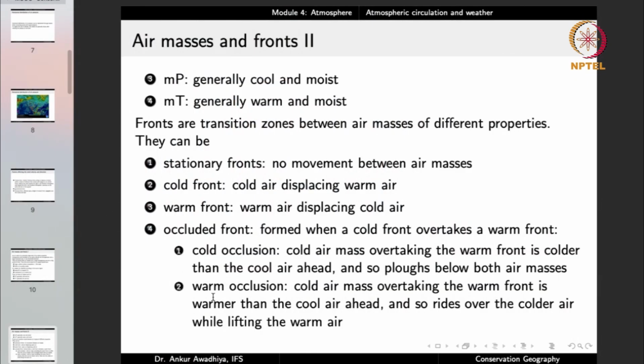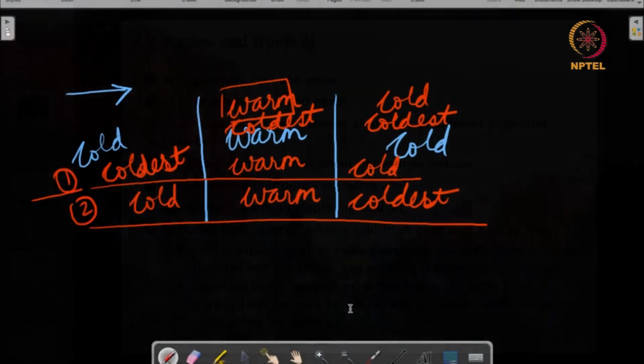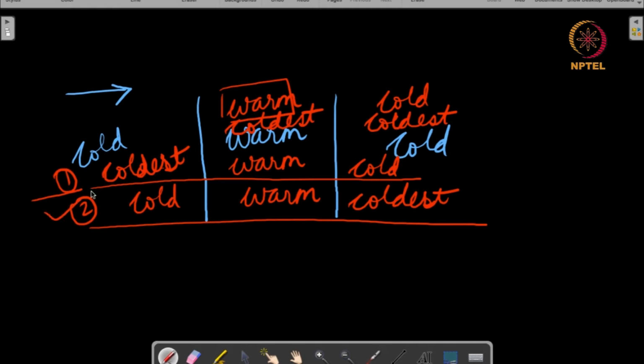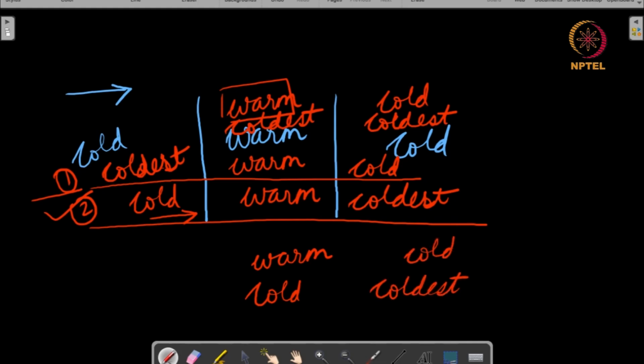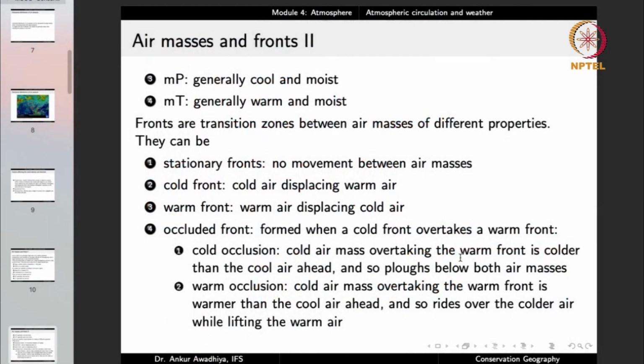In the case of the warm occlusion, the cold air mass overtaking the warm front is warmer than the cold air ahead, and so it rides over the colder air while lifting the warm air. So in the case of the warm occlusion, when this cold air is pushing here, and it is the fastest air, the cold air gets to the bottom, the warm air floats on the top, but this cold air now does not get below this coldest air. The coldest air remains at the bottom and the cold air rides on top of it. And both of these result in very different situations.